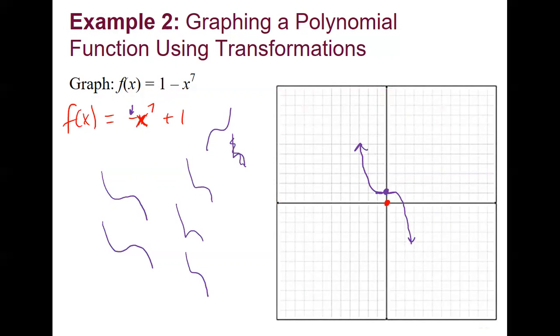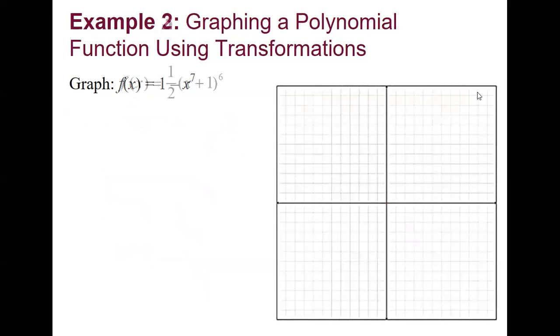So odd numbers, they get flattened. As the number gets bigger, remember it flattens around the origin. So as our power increases, it's going to flatten. Notice I don't have anything numbered, so it's just to make sure it's a sketchy sketch. All right, let's try another one.